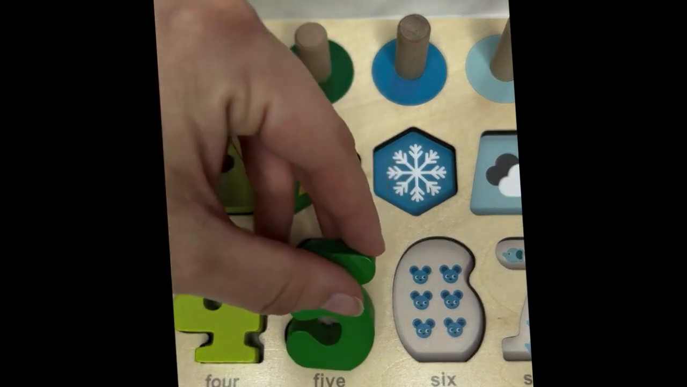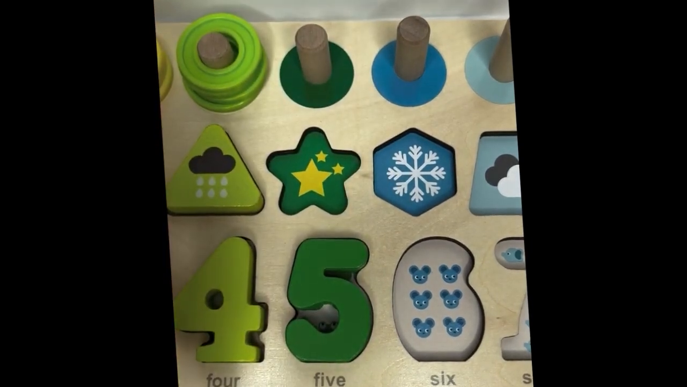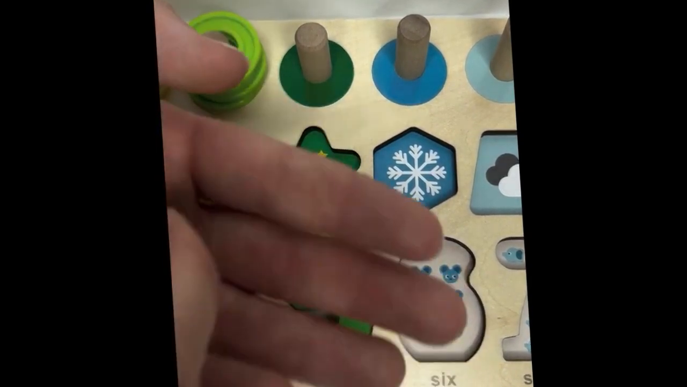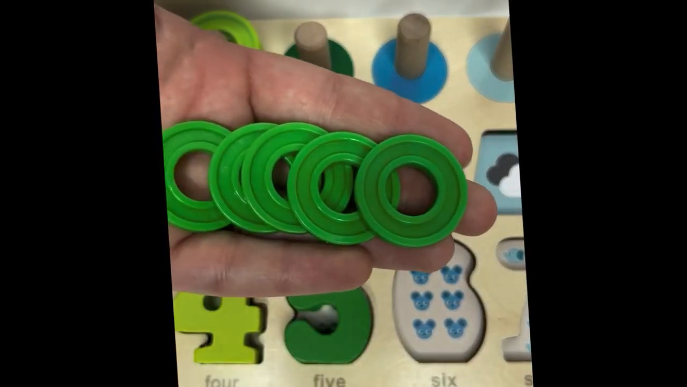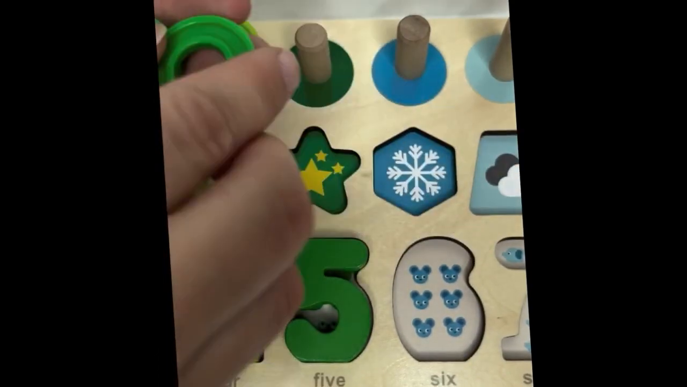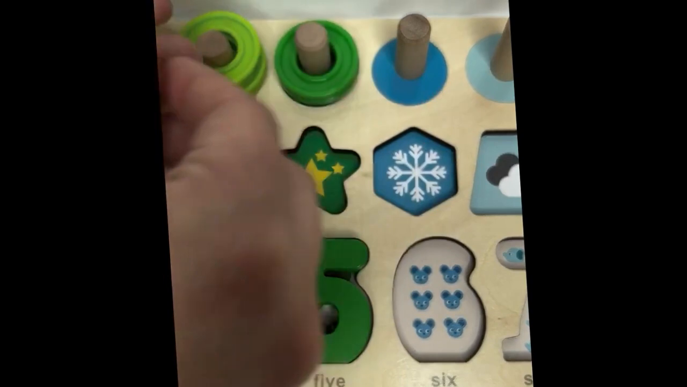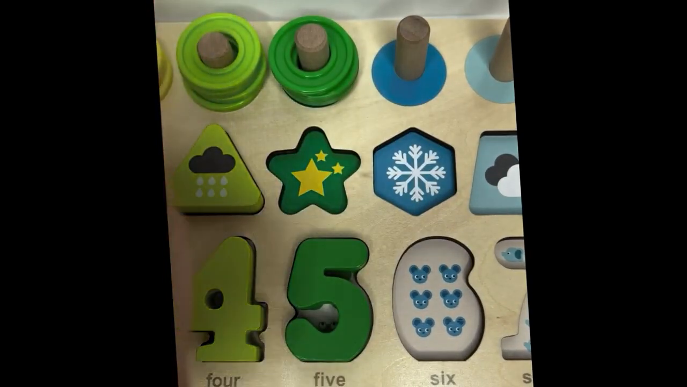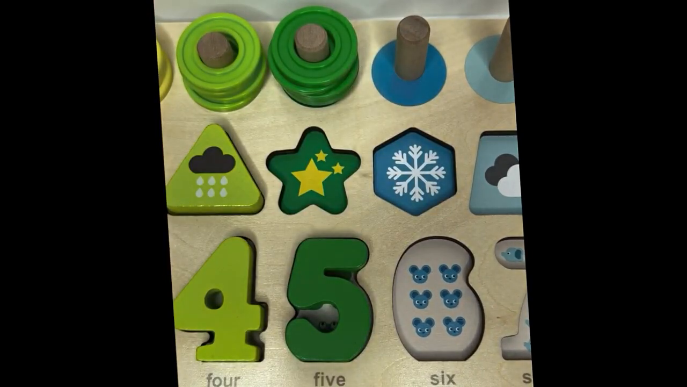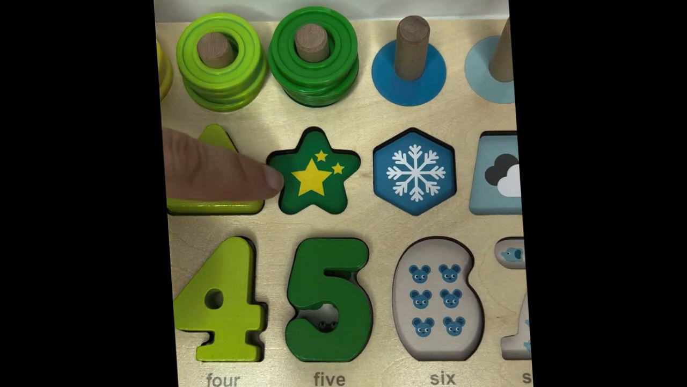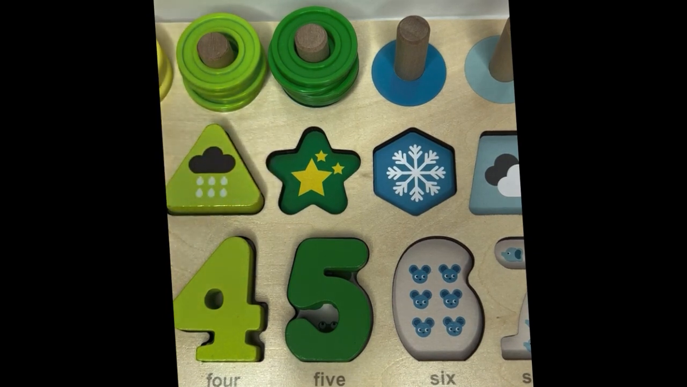Number 5. 5 is also represented by objects, 5 of them. They would look like that. Should we count them together? 1, 2, 3, 4, and 5. Great counting. Now we have a star inside the shape.